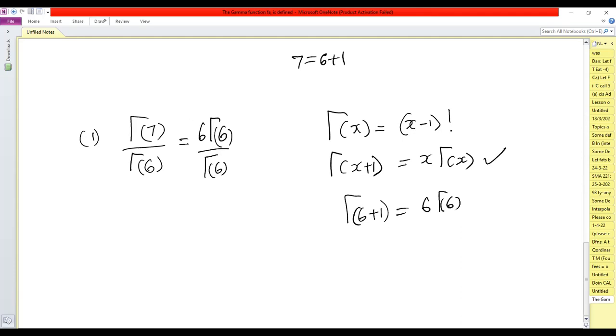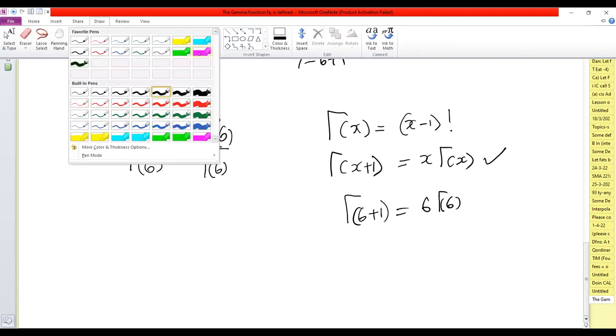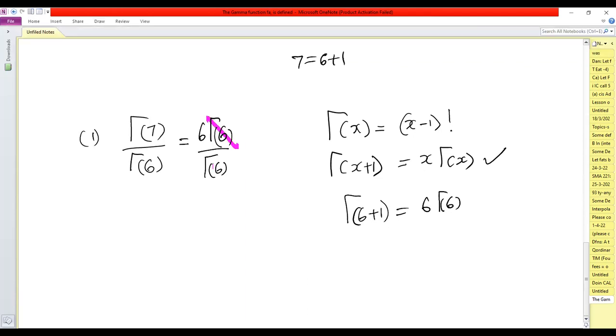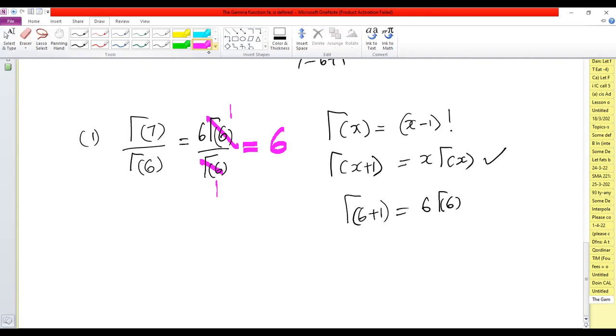And you see this one, gamma of 6 and gamma of 6 cancel out. So the answer becomes 6. So the first part will reduce to 6 as the final answer.